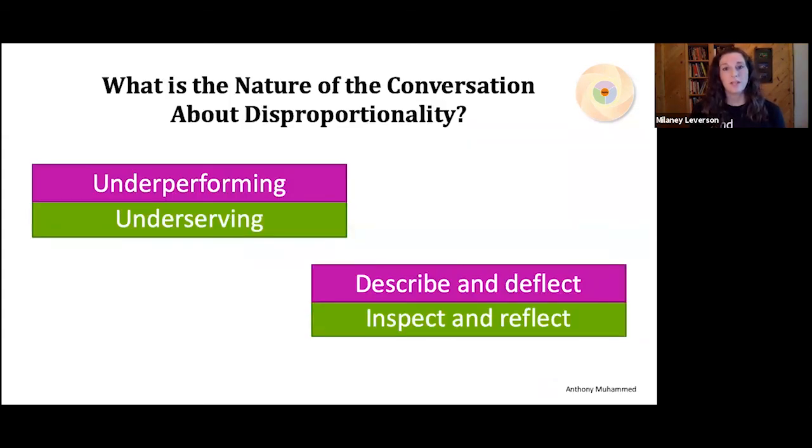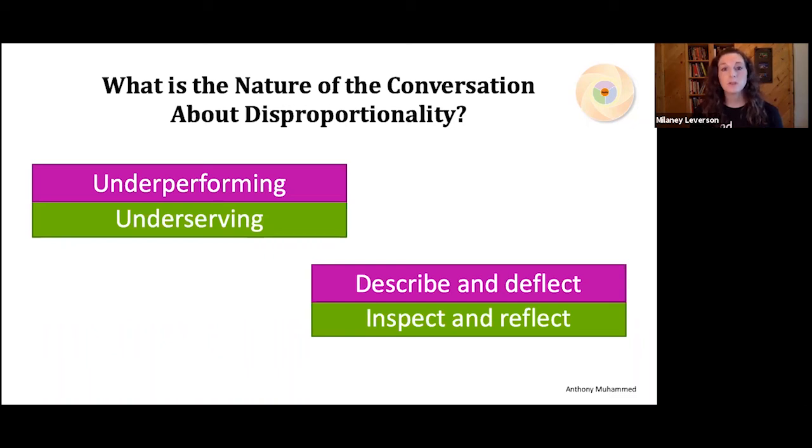So now that we've talked about those norms a little bit, I want you to think for a moment about times when you and your teams examine data. Do conversations around data in your district or your building tend to resemble the statements that are in pink here, underperforming, describing, deflecting, or those that are in the green, underserving and inspecting and reflecting? I can tell you from experience that conversations that resemble the words in the pink are much more comfortable to have, because the locus of control with those conversations is on students and families.